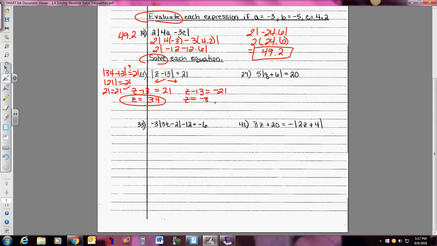Let's check it with negative 8. I'm not going to write it down. You can if you need to. Negative 8 minus 13 is negative 21. The absolute value of negative 21 is 21. So yes, they are equal. So both of these answers worked. Negative 8 and 34 were correct. My final answer is right here. So that's the fancy way of writing it.